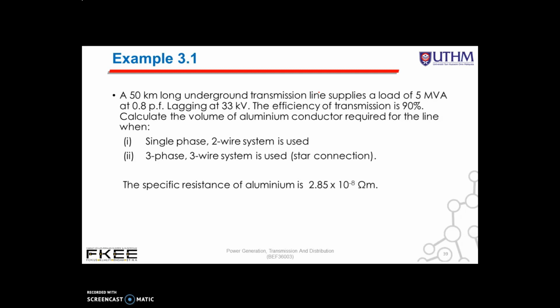A 50 kilometers long underground transmission line supplies a load of 5 MVA. This one is the apparent power, and this one is the length of the transmission line, at 0.8 power factor lagging and 33 kV. The efficiency of transmission is 90%. Calculate the volume of aluminum conductor required for the line when, first, a single phase 2 wire system is used, and second, a 3-phase 3 wire system is used, which is the star connection. The specific resistance of aluminum is 2.85 times 10 to the power of negative 8 ohm meter.